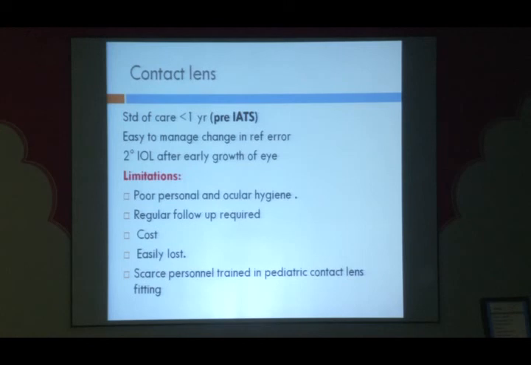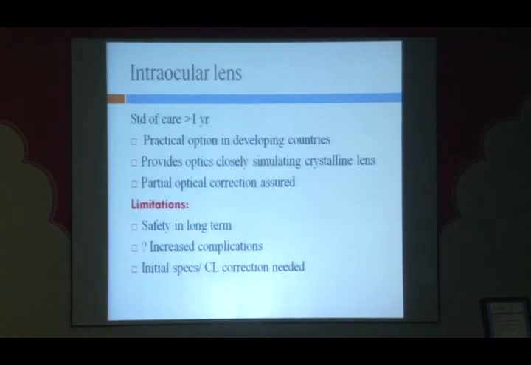So contact lenses were in the West the standard of care before the IATS surgery, and although the study still remains very important, unfortunately in India we have problems with that. The problems are poor hygiene, poor follow-up, the cost, and they are easily lost. Children here get to use them with dirty hands, so you have a risk of corneal involvement.